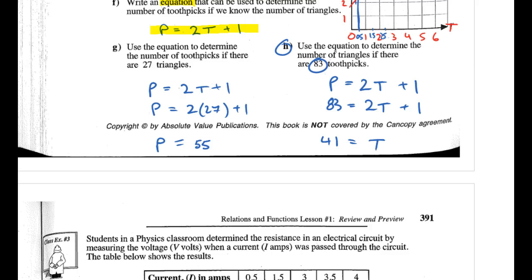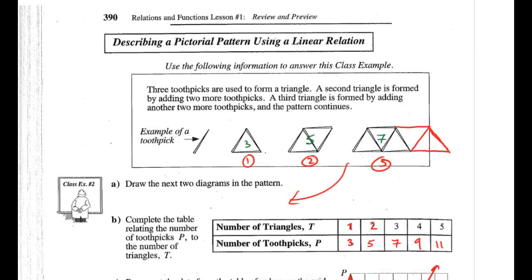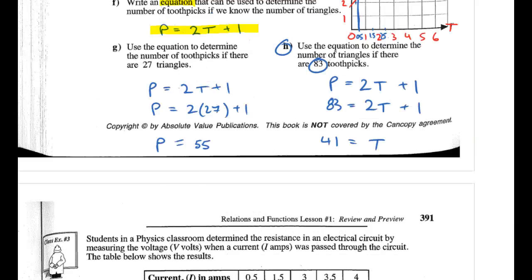The key thing here is that I certainly don't want to draw 41 triangles. It would take me forever. So this equation is a nice way of getting the answer fairly quickly.